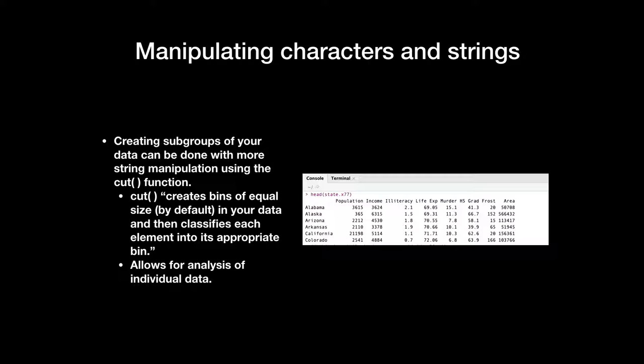Another thing you want to be able to do is creating subgroups of your data. This can be done with more string manipulation using the cut function. The cut function creates bins of equal size by default in your data, and then classifies each element into its appropriate bin. So this allows for the analysis of individual data.